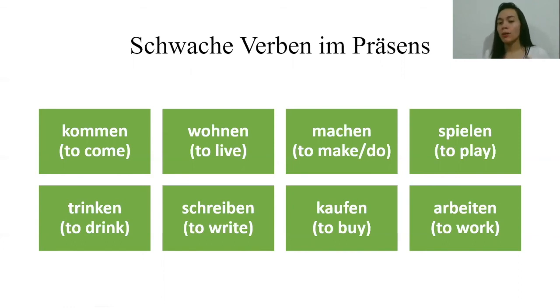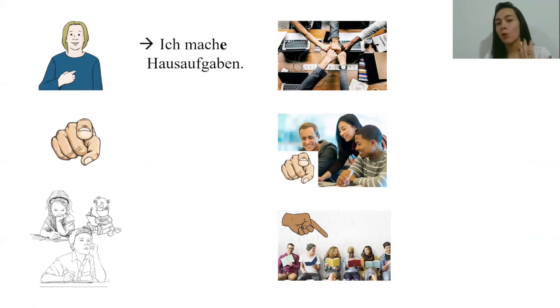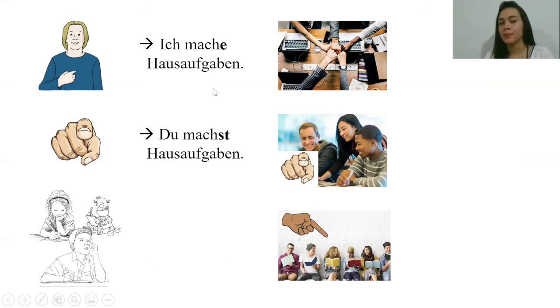And that's all. So if you want to build sentences, and we take, for example, the verb machen, to do, or to make, and we want to express, I do homework, or I do my homework. The conjugation is ich mache, and then you add the object. Normal structure of a sentence, subject, verb, object. Ich mache Hausaufgaben. Hausaufgaben is homework. Ich mache Hausaufgaben. Mache plus e. Du machst Hausaufgaben. You do homework, plus st, machst.